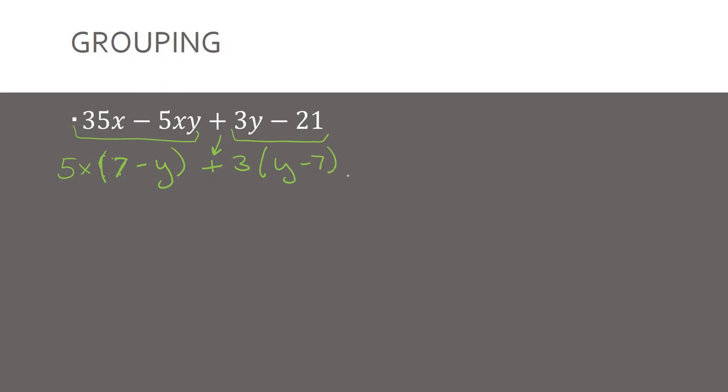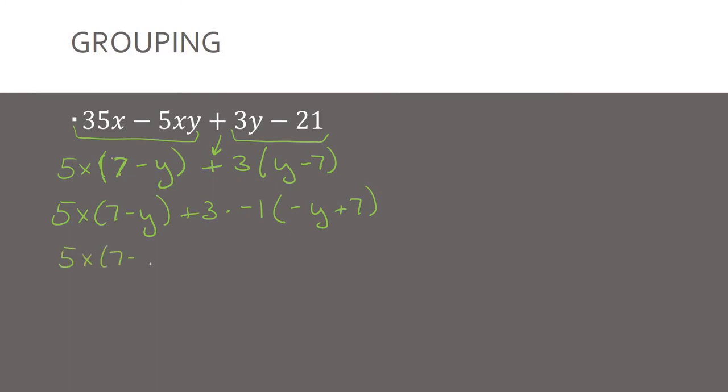Now, 7 minus y and y minus 7 are not identical. But let's see what we can do to fix that, because they're kind of opposites of each other. The 7 was positive here and negative here. The y was negative here and positive here. So if I pull out a negative 1, that will leave me with negative y plus 7. I've changed the signs.